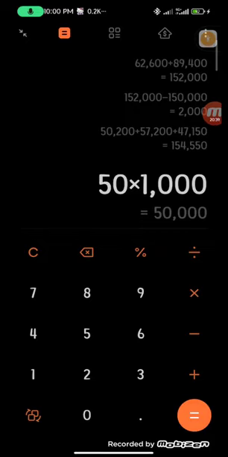So for every $1 I have, I can take a trade of 1000. For every $1 I can control something of 1000. That's what the leverage does. So if I have $5 in my account, I can take a trade of 5,000. I don't know if you're getting my point here.